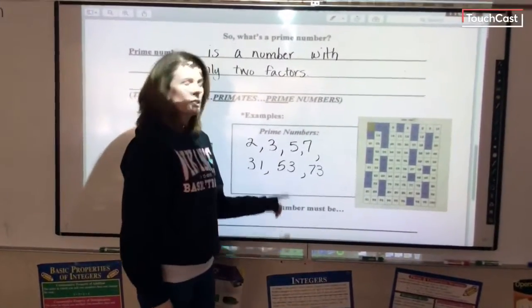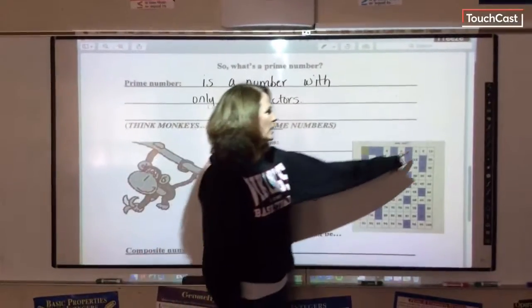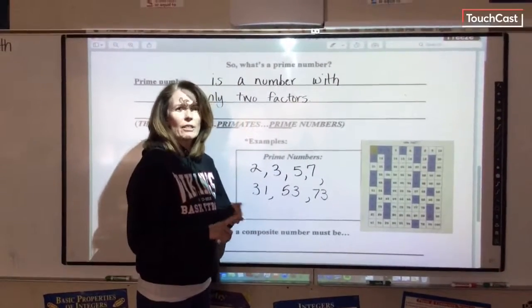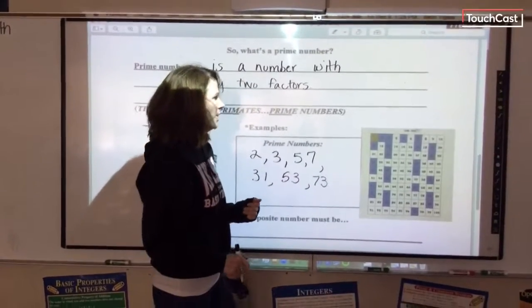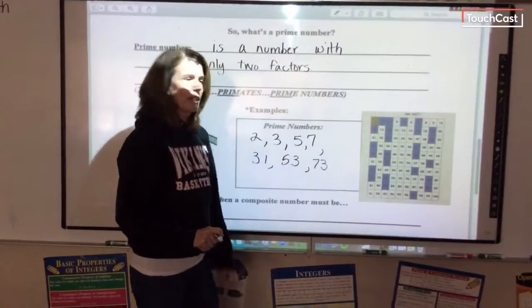We have to remember that just because it's an odd number, it doesn't mean it's always prime. It's like 9 here. 9 is not a prime number because 1 and 9 and 3 all go into 9. Another one is 15. You have 1, 15, 5, and 3.